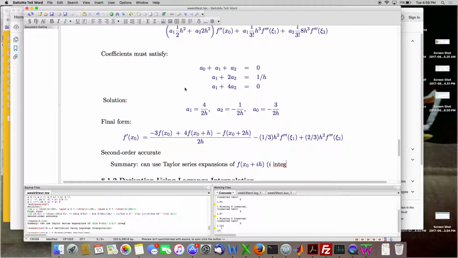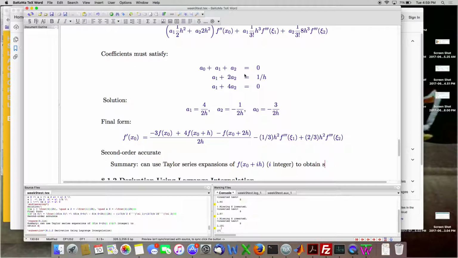Where i is an integer. So we assume that the data is given in terms of equally spaced points, although that's not really essential. When you have non-equally spaced data, you can still use a similar approach. It's just that your formulas aren't quite as clean.